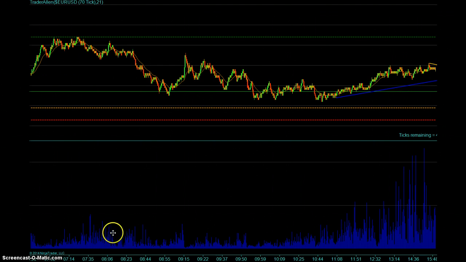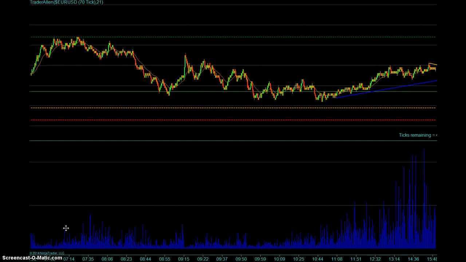So I added here at the bottom of the chart an indicator that measures how long it takes for each bar to form. So I trade up here. You can see I trade on a 70-tick chart. And what the indicator does is it measures how long it takes for each bar to form. So the shorter the bar, the faster it took to make that 70 ticks occur. So what we can see here is really simple. It's a visualization of trading activity.